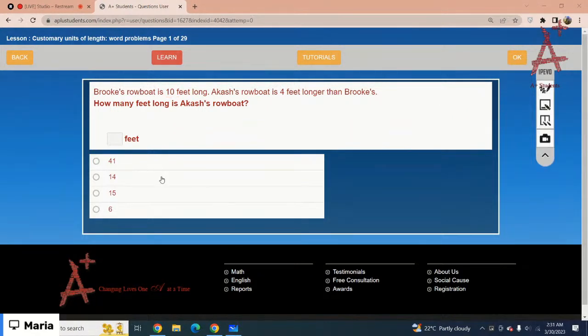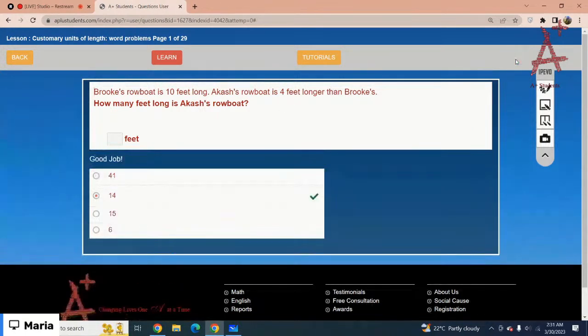So just select the correct option and click on the OK button.